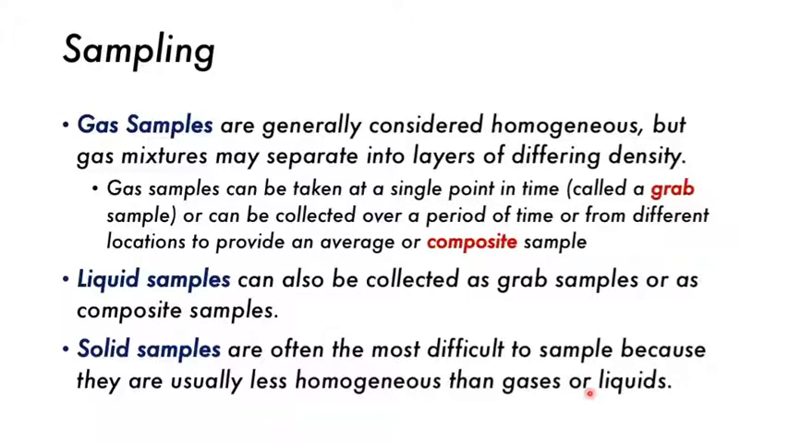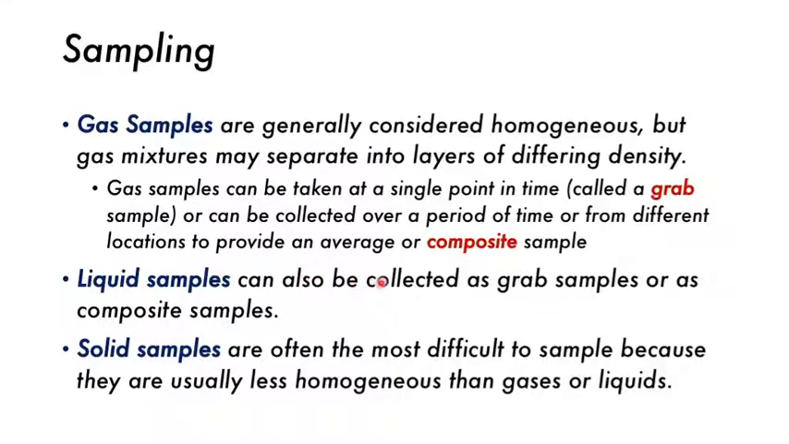So some examples of how we might do that. For gas samples, they're generally considered homogeneous, but gas mixtures may separate into layers of differing density. Gas samples can be taken at a single point in time, called a grab sample, or can be collected over a period of time or from different locations to provide an average or composite sample. Okay, that's pretty straightforward. Grab samples, you just get a liter of gas at one time. The other one is, say you've got a long pipeline, you take a sample at the start, middle, and the end, 1 liter from each position, and then combine them to get an average sample.